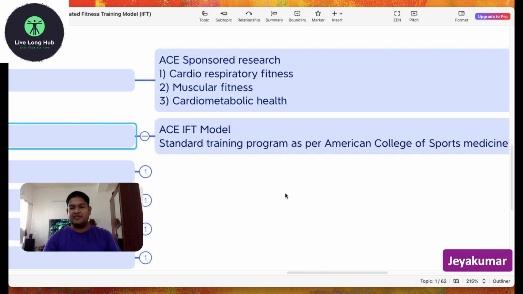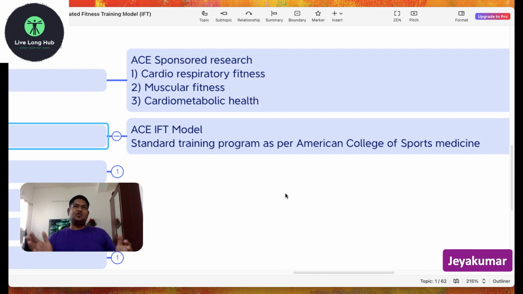So here basically you have three groups. One is a regular group who doesn't do any exercise. The second is a group who does the ACE integrated fitness training model. And third group is a standard training program as recommended by the American College of Sports Medicine.